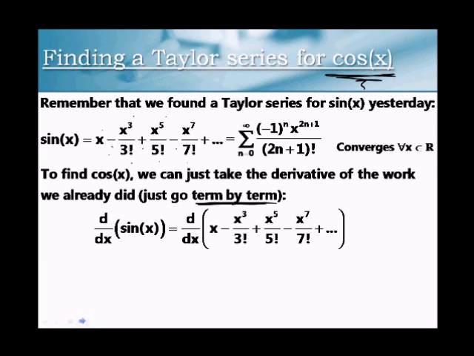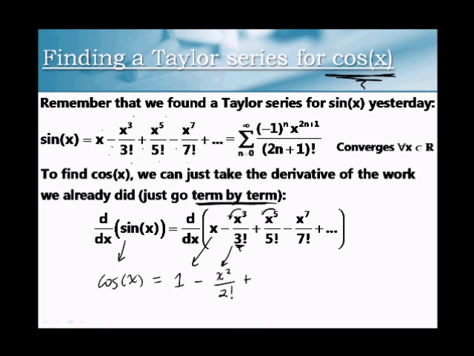So I'm going to take the derivative of the sine of x on the left side to get cosine of x. And then on the right side, I'm going term by term, so the derivative of x is going to be 1. The derivative of x cubed over 3 factorial is going to be x squared over, let's see, the power of 3 is going to become a coefficient. That 3 is going to knock out one of the 3s from the 3 factorial, leaving it as 2 factorial.